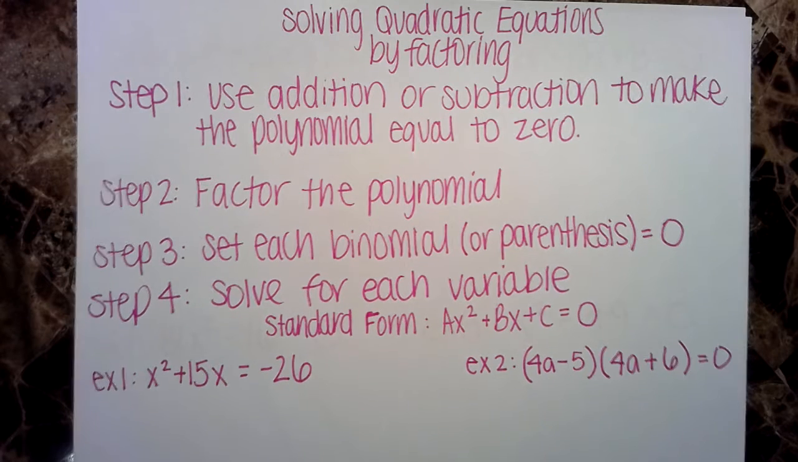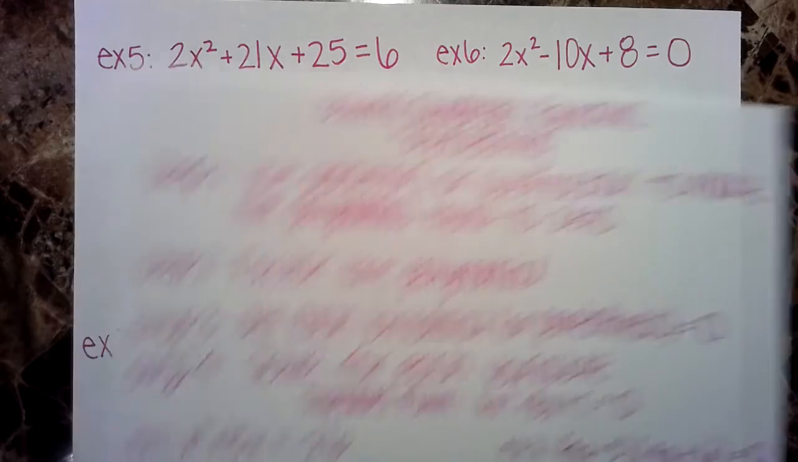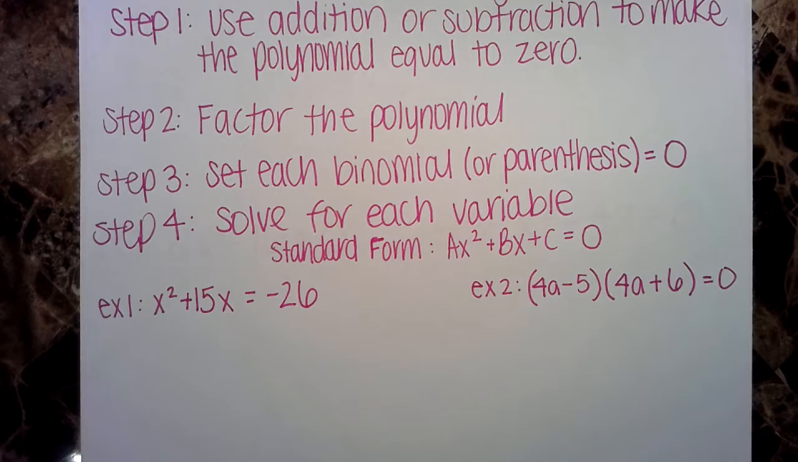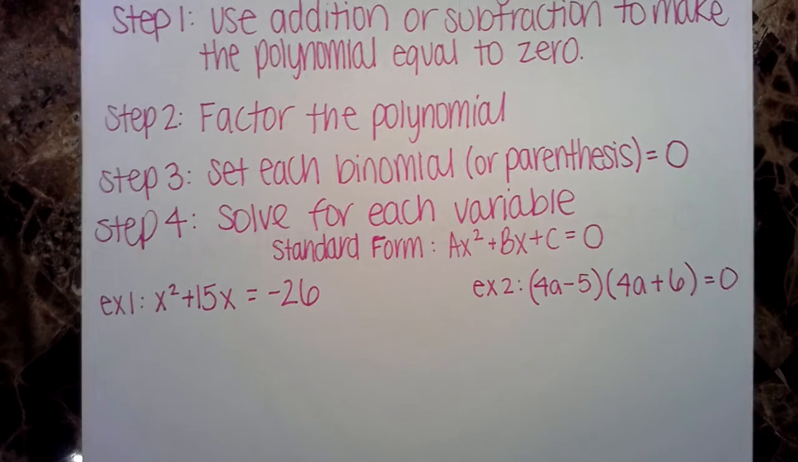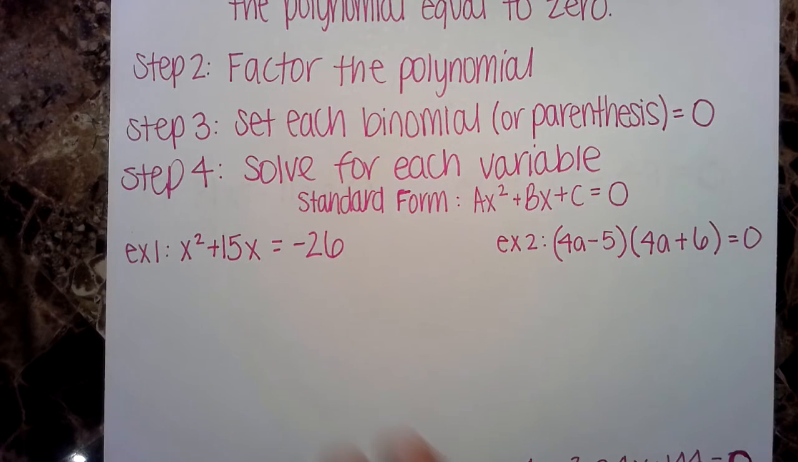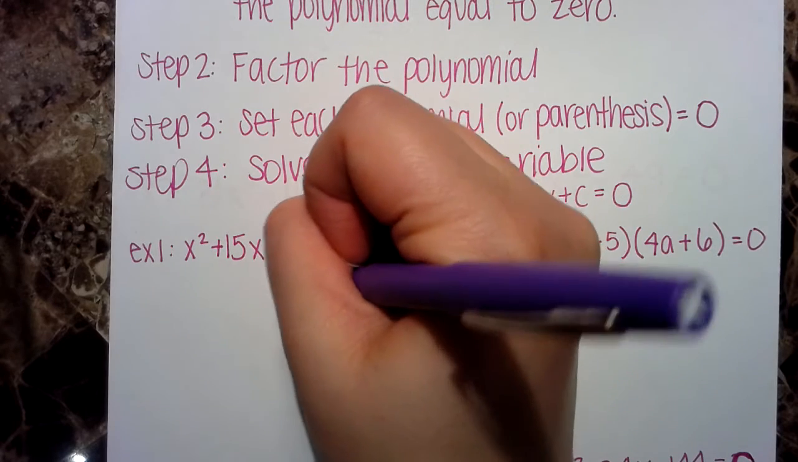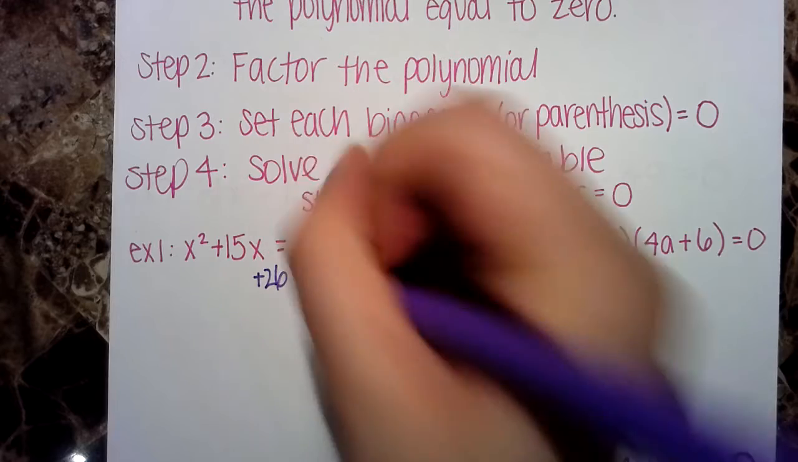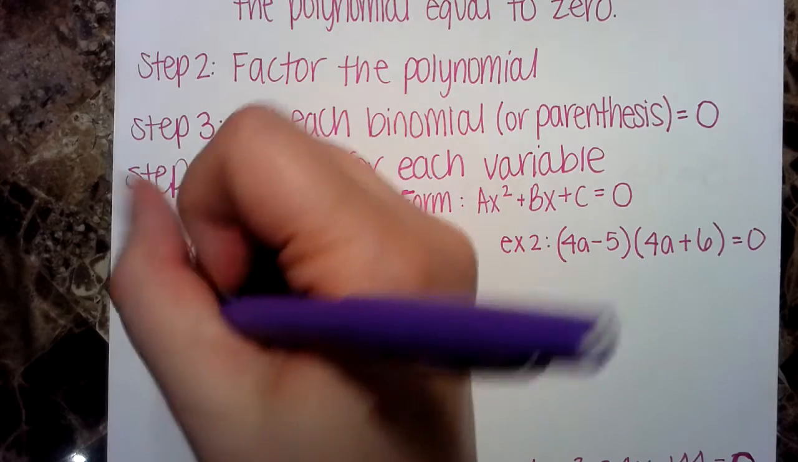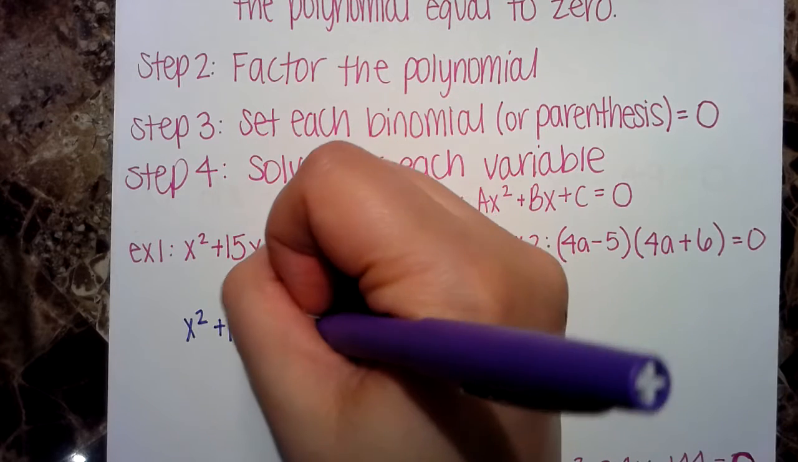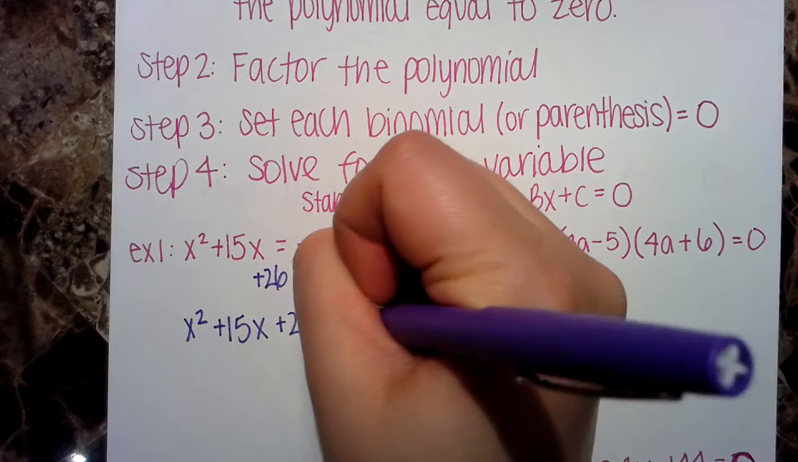So when I'm doing this, I'm looking to make sure that it's equal to 0, and I also want to make sure that I can factor it to the lowest point. So for this first one, this is not in standard form. So what I'm going to do is add the 26 over to the other side because I want to make it so that it's set equal to 0. So then I have x squared plus 15x plus 26 equals 0.